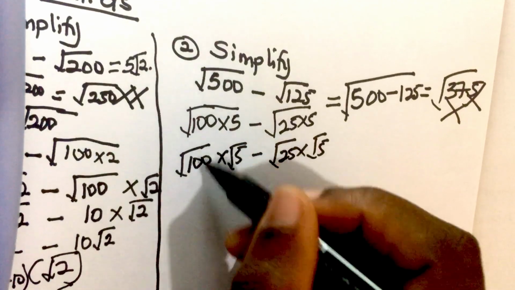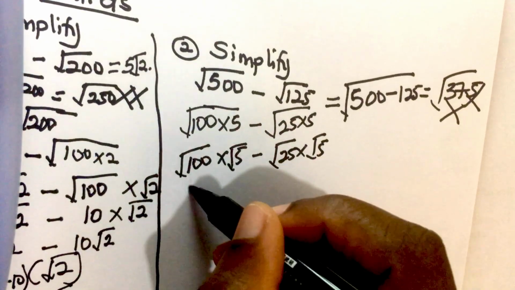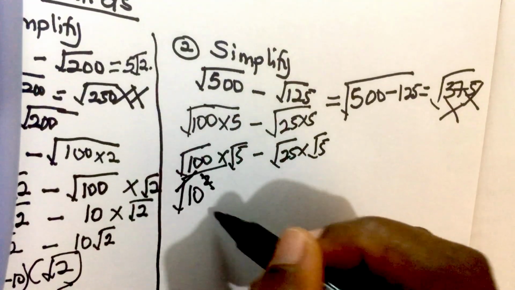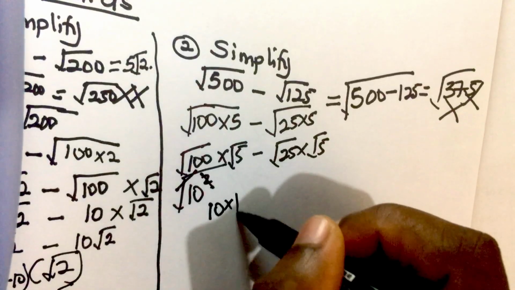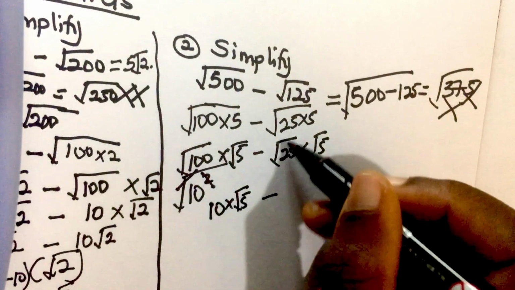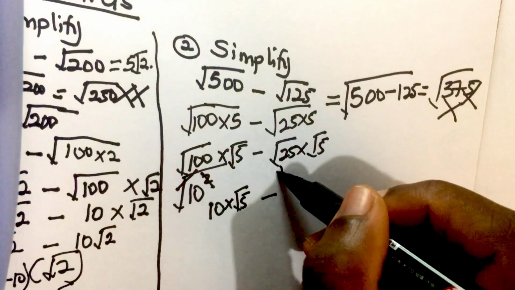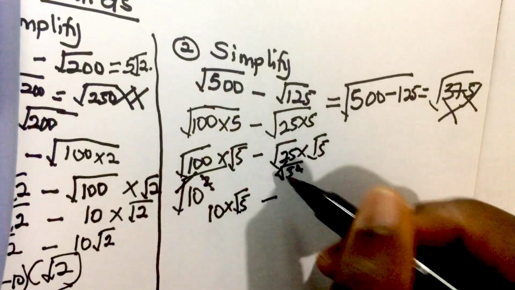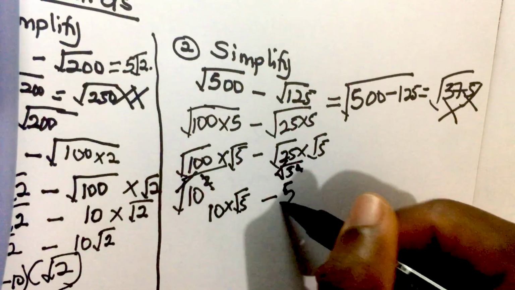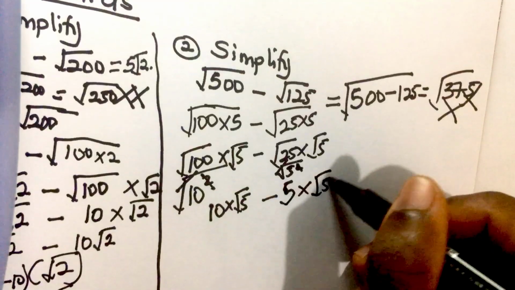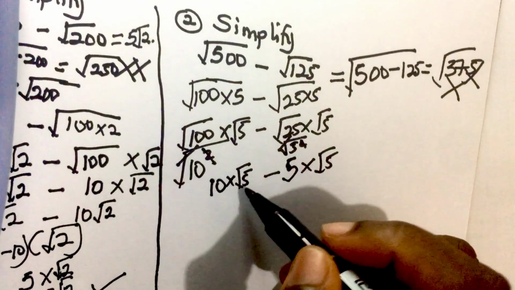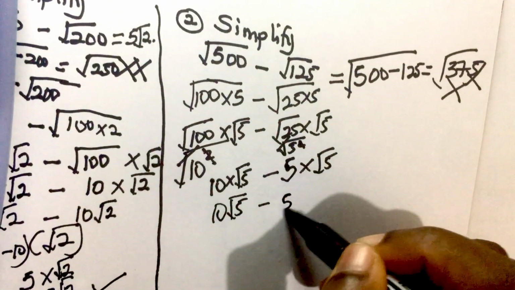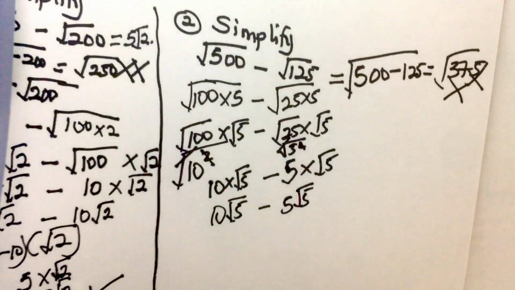Let's continue. The square root of 100 is giving us what? Like I always said, 10 squared is equal to 100. So that means the 2 will cancel the square root sign. So we are left with 10 times root 5 minus, this one too can be 5 squared. 5 squared is 25. So the 2 will cancel the square root, and we have 5 times root 5. So 10 root 5 minus 5 root 5.